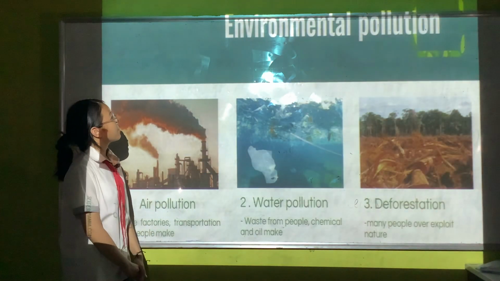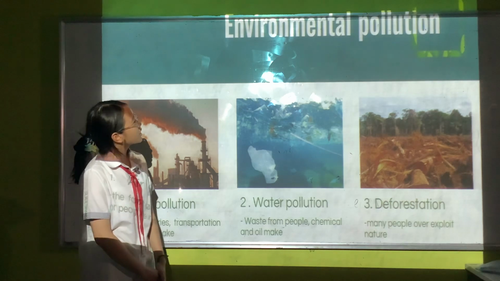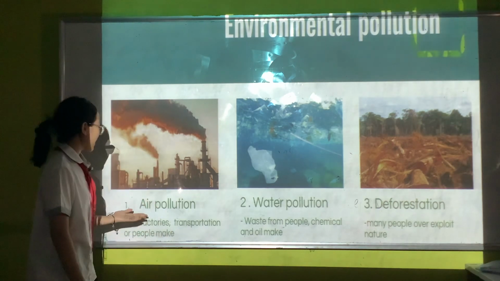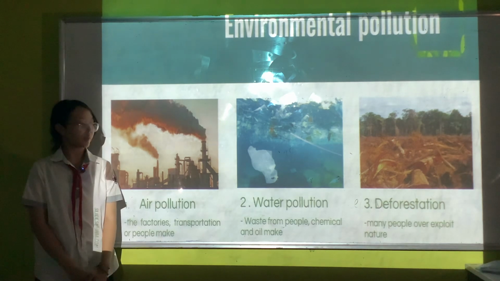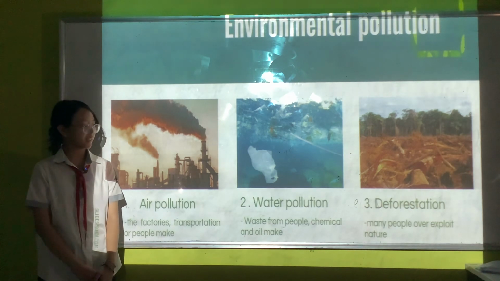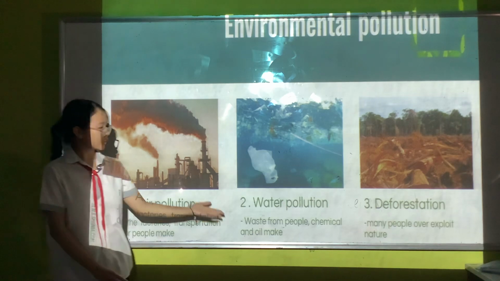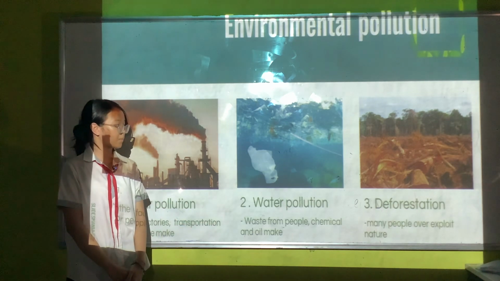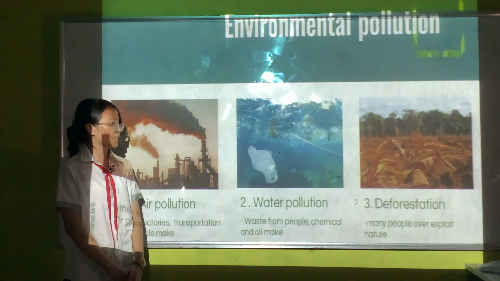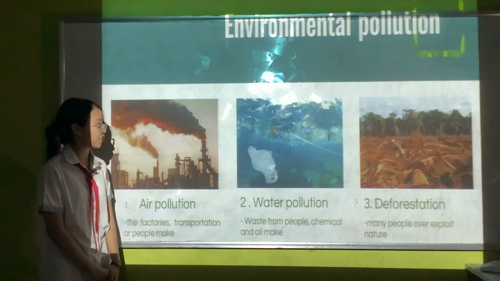And next, environmental pollution. One, air pollution. Factories, transportation, or people make air pollution in major cities and places. Two is water pollution. Waste from people, chemicals, and air make water pollution and is a danger for sea animals.